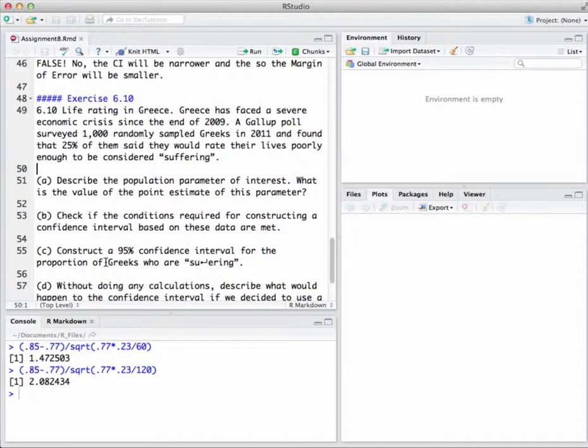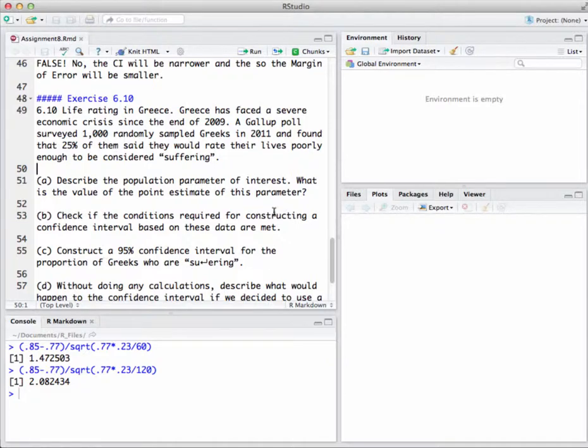6.10. Life rating in Greece. Greece has faced a severe economic crisis since the end of 2009. A Gallup poll surveyed 1,000 randomly sampled Greeks in 2011 and found that 25% of them said that they would rate their lives poorly enough to be considered suffering. In other words, 25% of the population said basically we are suffering.